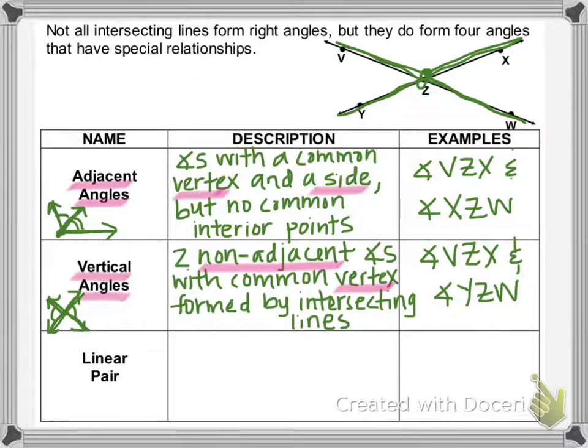Another thing to know about vertical angles is that they are congruent, which means if I have expressions for both of those angles, I can put an equal sign between them because their measures are equal. Adjacent angles aren't always like that.